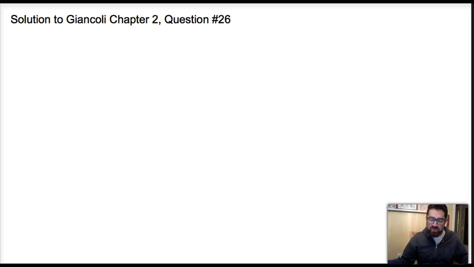This is problem number 26 from chapter 2. It reads, in coming to a stop, a car leaves skid marks 92 meters long on the highway. Assuming a deceleration of 7 meters per second squared, estimate the speed of the car just before braking.